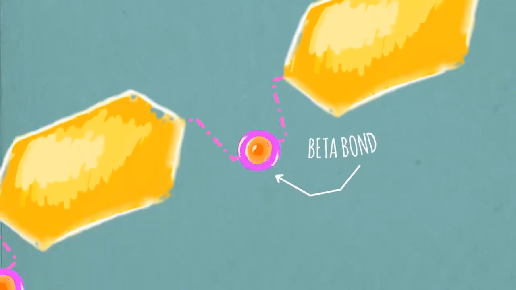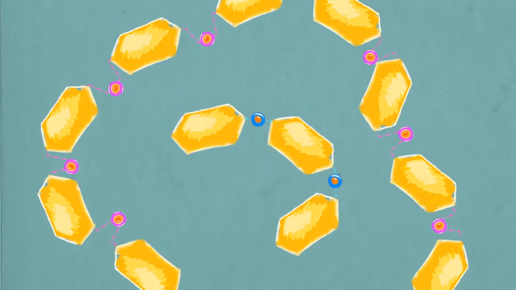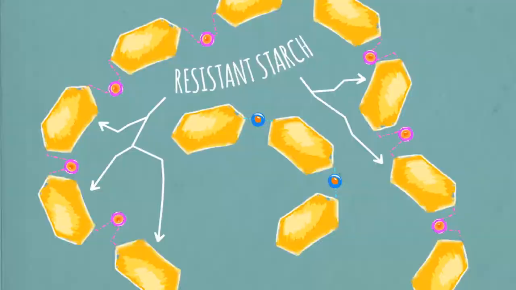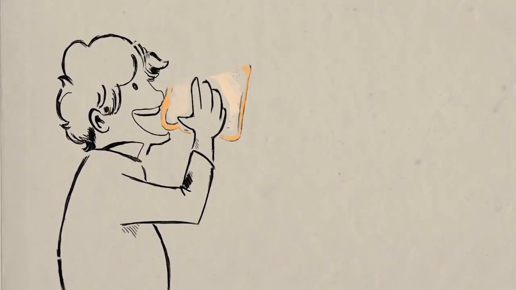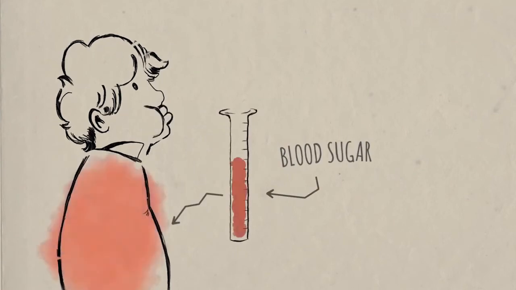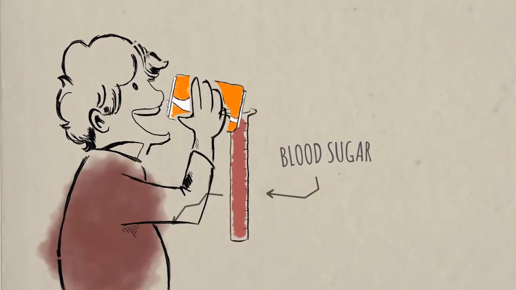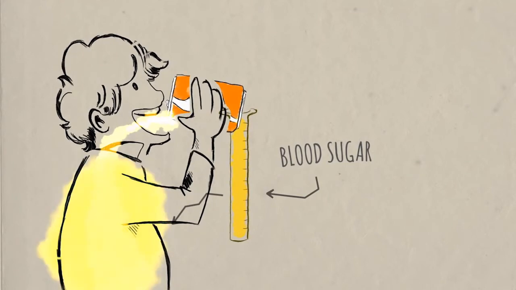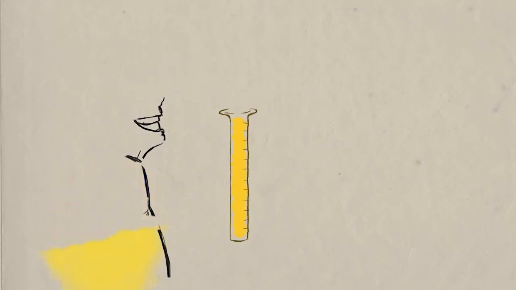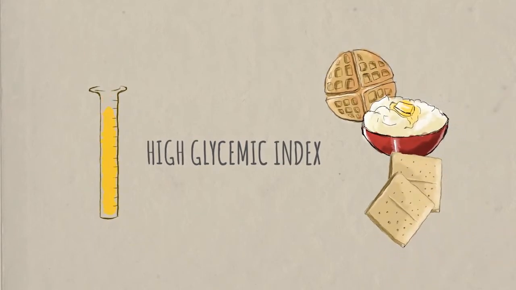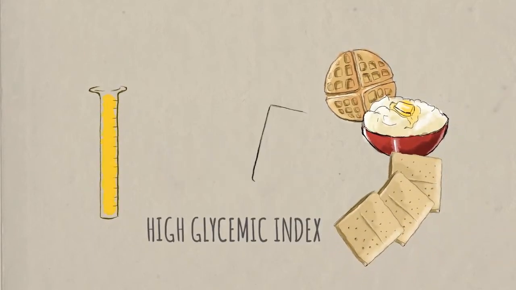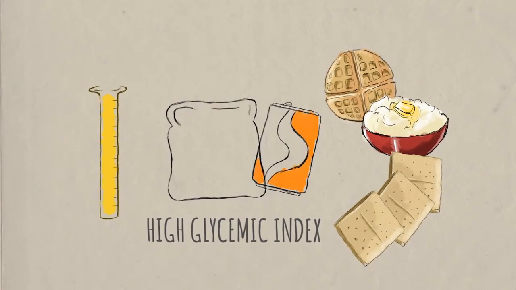Fiber can also trap some starches, preventing them from being cleaved, resulting in something called resistant starch. So foods high in starch, like crackers and white bread, are digested easily, quickly releasing a whole bunch of glucose into your blood, exactly what would happen if you drank something high in glucose, like soda. These foods have a high glycemic index, the amount that a particular food raises the sugar level in your blood. Soda and white bread have a similar glycemic index because they have a similar effect on your blood sugar.